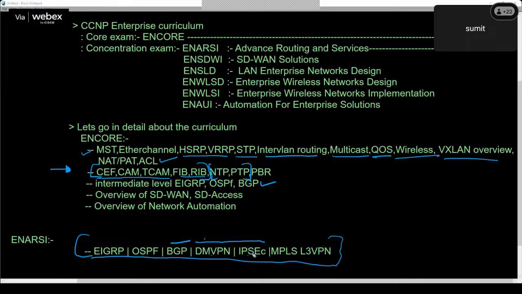Yeah, go on. Any other doubts you have? Yes, so first I think I will complete ENCOR. Then I will also learn NRC. Then I will go for SD-WAN. So I think it is easy, right?